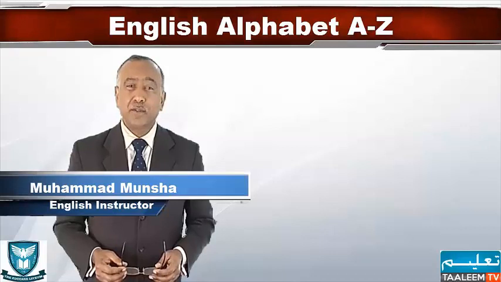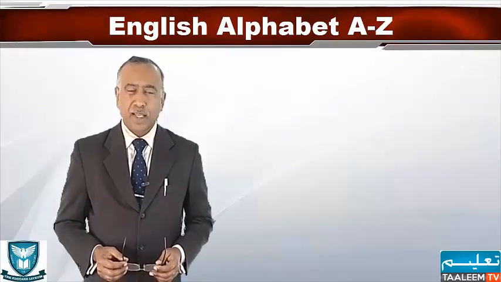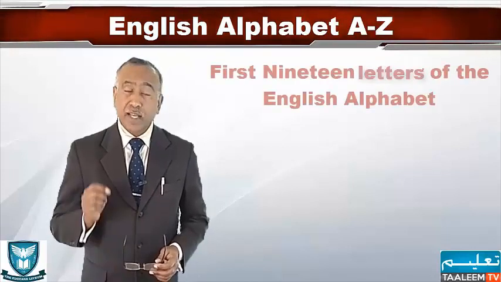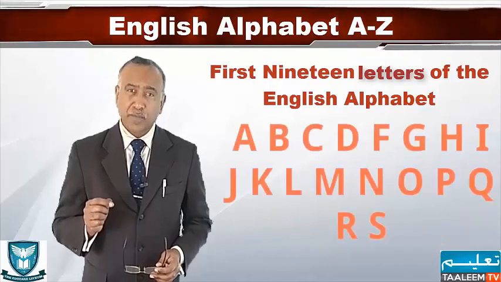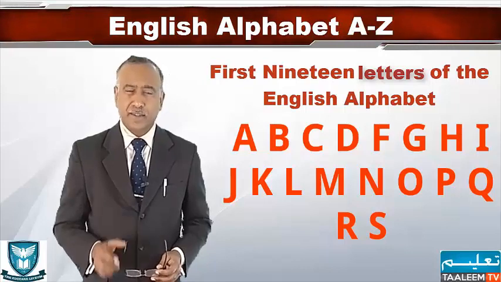They are 26 in number, starting from A to Z. Last time, we have learned first 19 letters from A to S. Now, we learn our next letter.